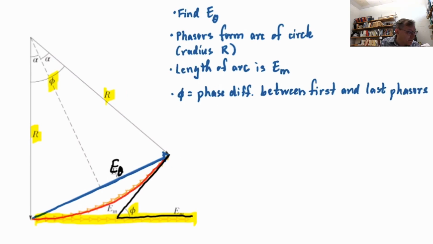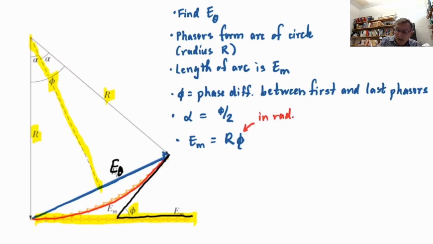That's what the phi is. Then we have put in a bisector there, going right down the middle of that angle. And so the angle alpha, just because we've bisected it, is phi over 2. That's just geometry. And another bit of geometry: the arc length, that's the red arc, EM, is equal to the radius times the angle subtended, which is phi, if phi is in radians, remember. And since phi is equal to 2 alpha, I'm going to write that as R times 2 alpha.